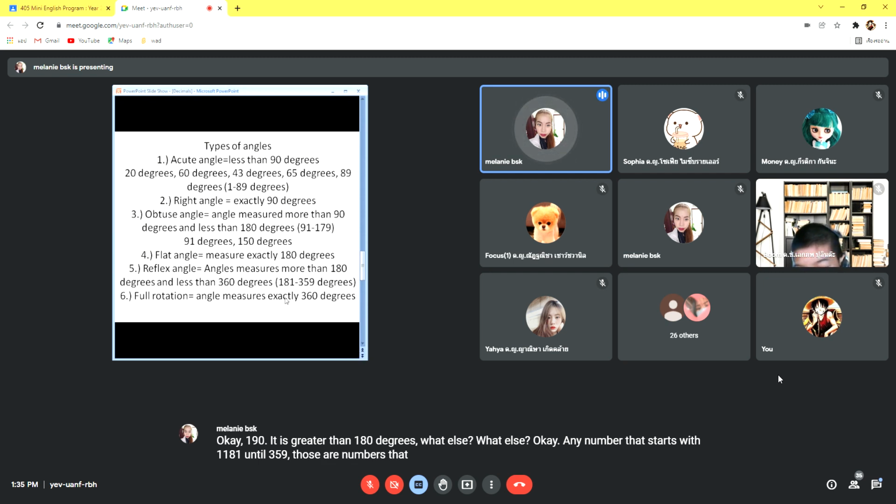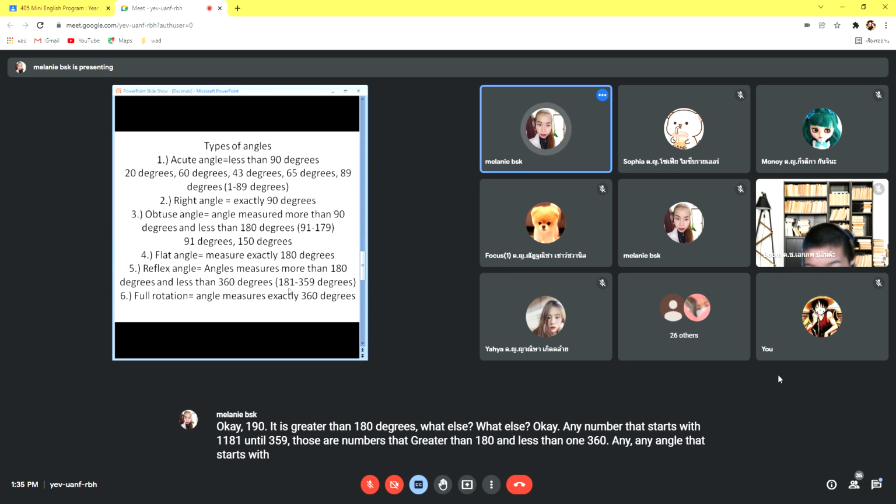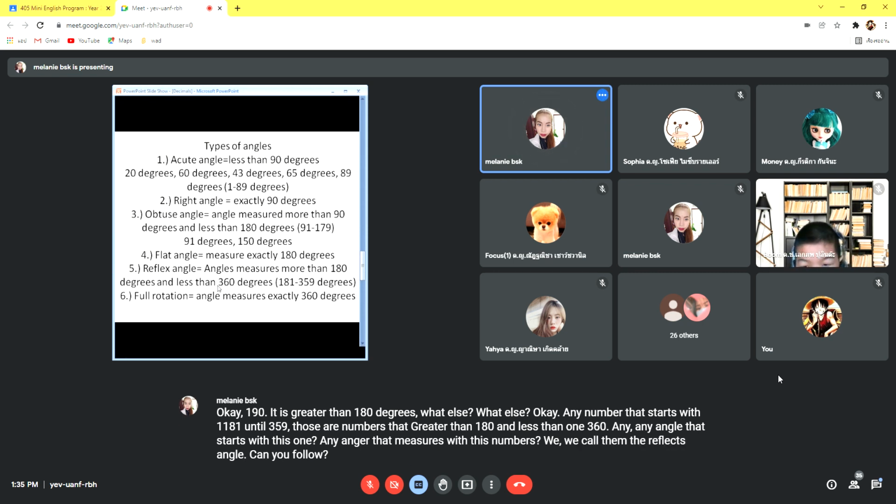greater than 180 and less than 360. Any angle that measures with these numbers, we call them the reflex angle. Can you follow? Can you follow, children? Yeah. 200, yes. Boom, 200 is correct.